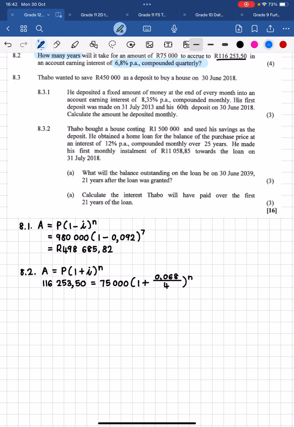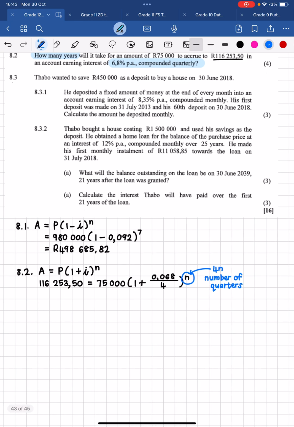Now, some people in this step already will write 4n because they'll recognize, okay, this is not simple interest. This is compound interest because the n is on the outside. Remember, for simple interest, the n is on the inside of the bracket, okay? Some people will put a 4 in here as a reminder that because we're working with a quarterly interest rate, this is going to be the number of quarters. But I usually just remember to divide by 4 at the end. But if you think that it's safer to put a 4 in, because then you have to automatically divide by 4 to get n on its own, then you can also do that. Okay, it's up to you. You'll get the same marks either way.